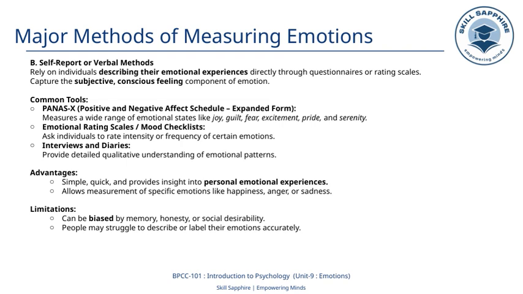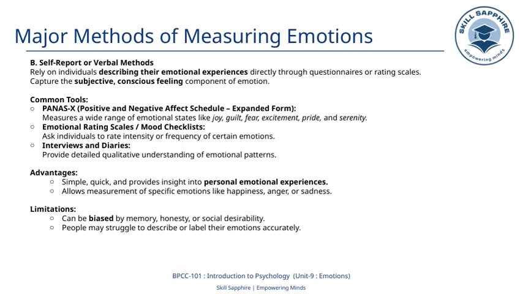Another method involves emotional rating scales or mood checklists, where individuals rate the intensity or frequency of specific emotions they experience. This provides a more quantitative measure of how often or how strongly someone feels certain emotions. Interviews and diaries also fall under this category. They give us a detailed, qualitative understanding of emotional patterns over time, helping us see how emotions fluctuate and what triggers them. Now, what are the advantages of these methods?